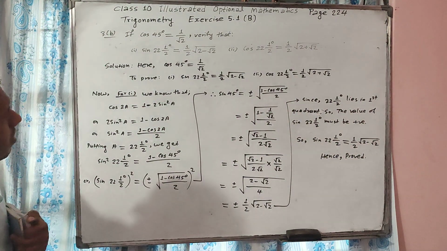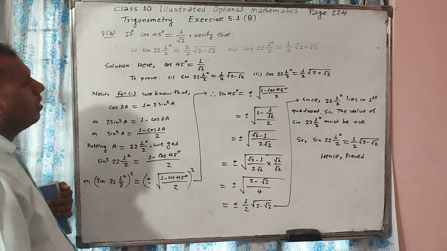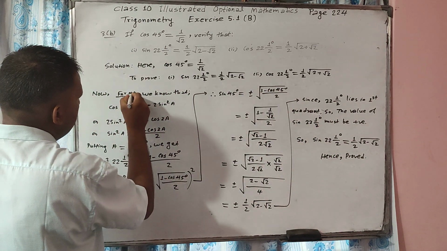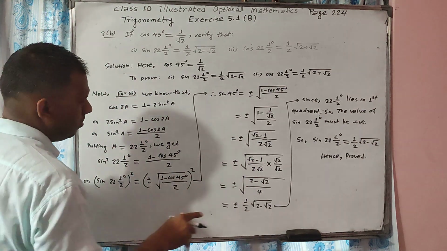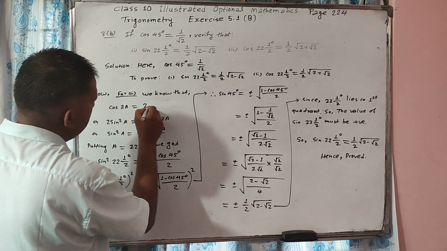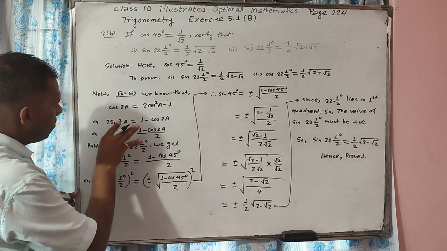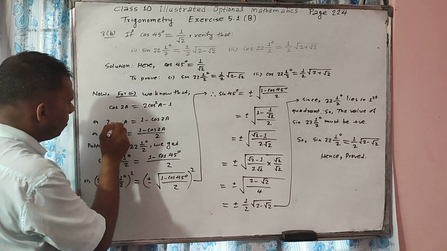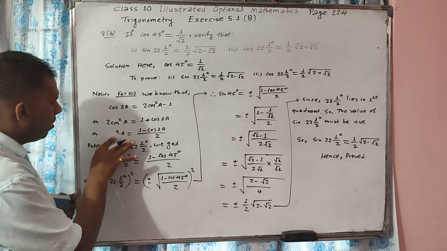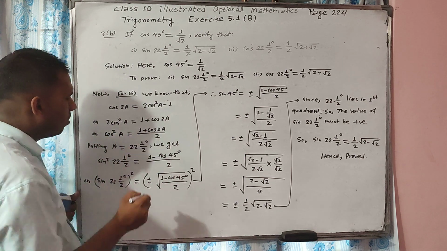Okay, students. Now we go to the second part, number 2. For number 2, we know that cos 2A equal to 2 cos square A minus 1. So 2 cos square A equal to 1 plus cos 2A, or cos square A equal to (1 plus cos 2A) whole upon 2.